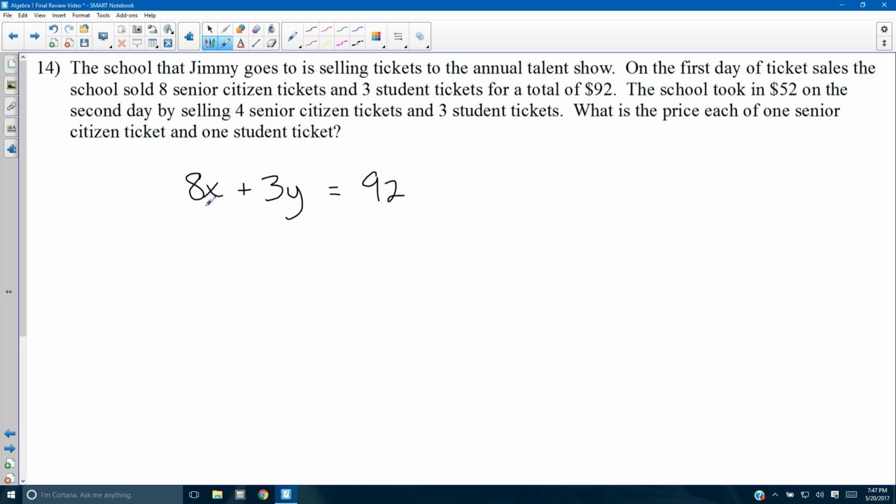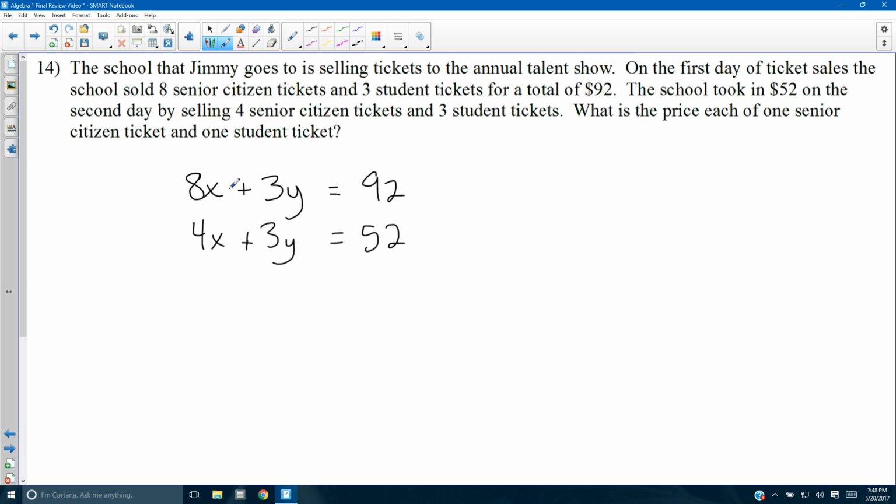Day number 2, 4 senior citizen tickets times their price plus 3 student tickets times their price equals 52. What is the price of 1 and 1? So let's solve for x and y. I said I did the other one through substitution, so I'll do this one through elimination. That's fine. These numbers are the same, so close.